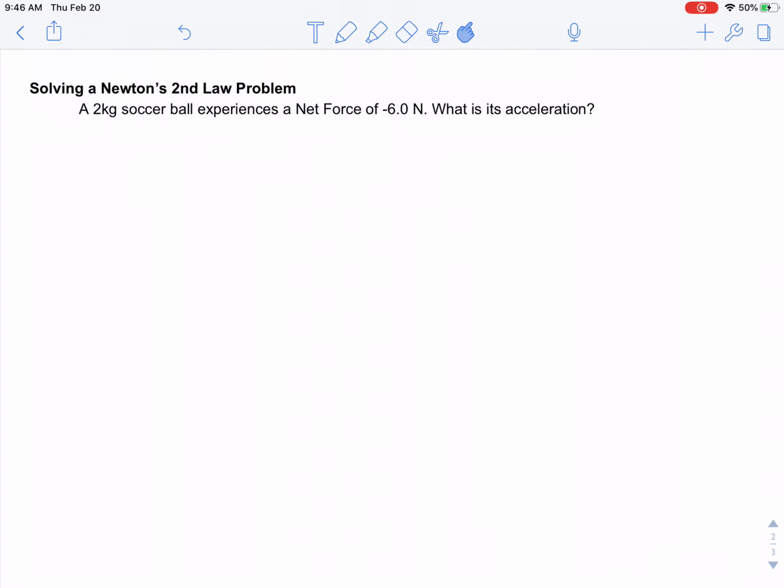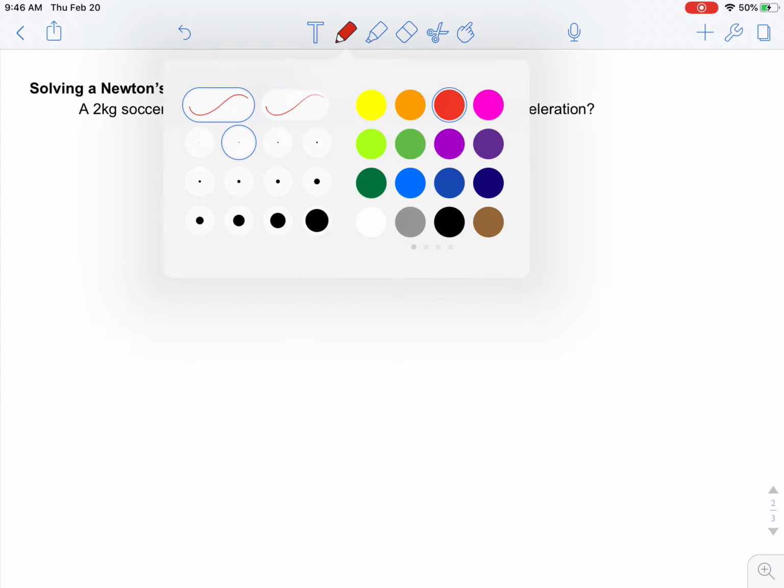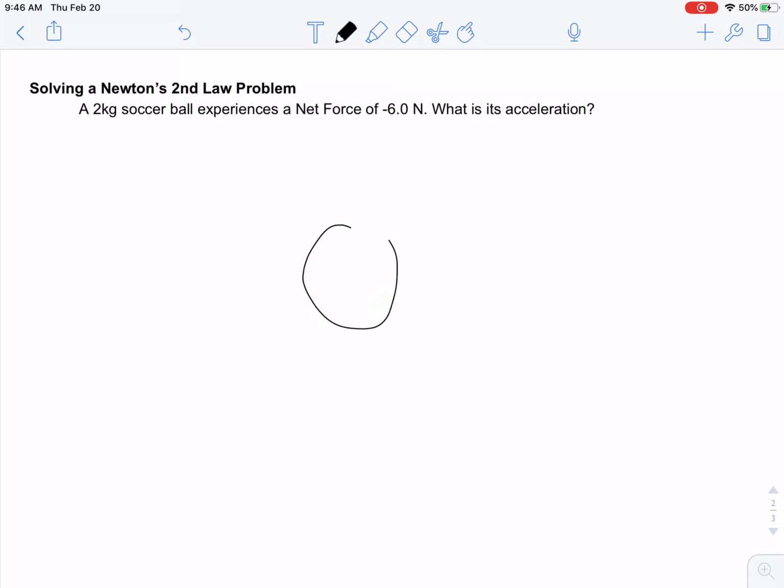Solving Newton's second law problems. Okay, here's the last thing that we're going to do. A 2-kilogram soccer ball experiences a net force of -6 newtons. What is its acceleration? Okay, so we have to solve for acceleration. We actually have to plug in numbers and know things now. So I always draw it. Why not? Here's a soccer ball, and it experiences a net force of 6 newtons, and it says it's negative. Look at that, how I realized that it said negative like last second.